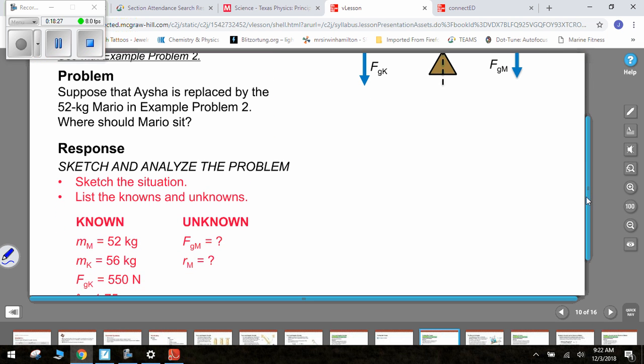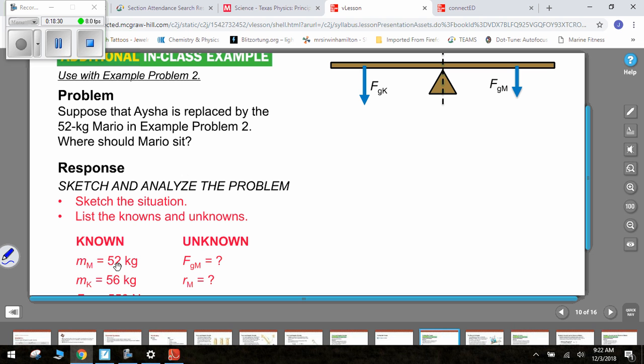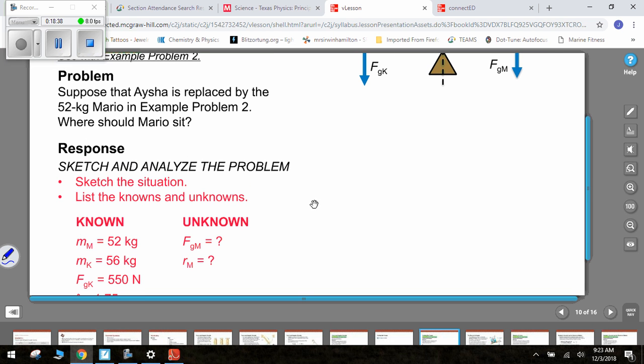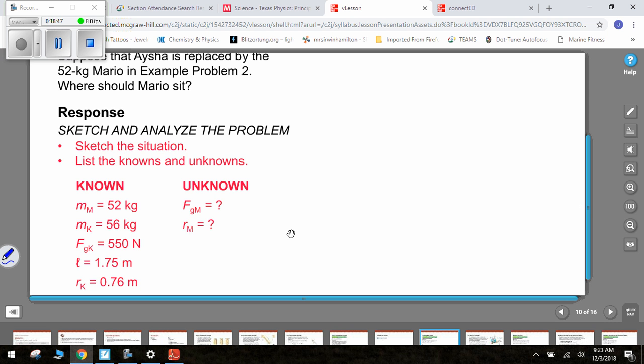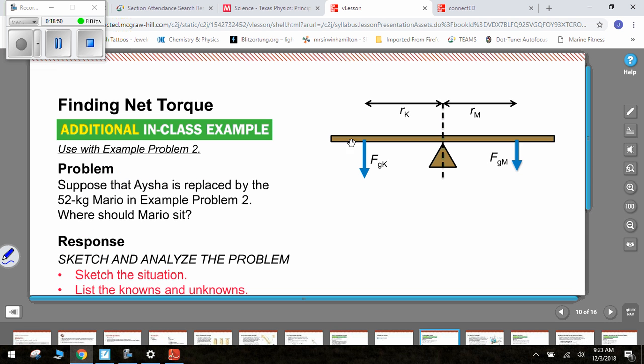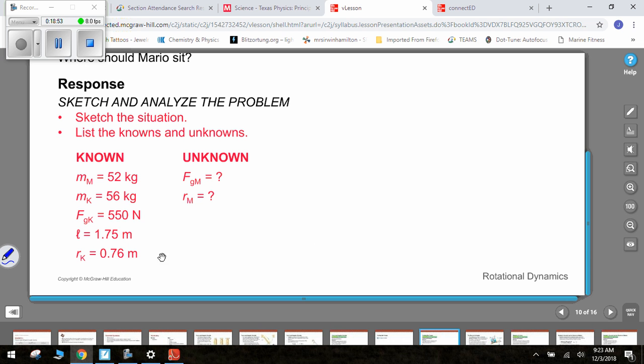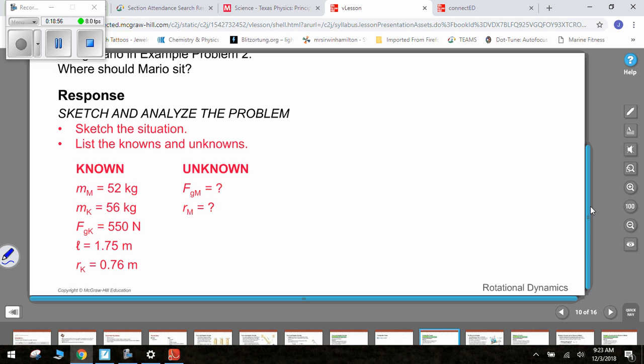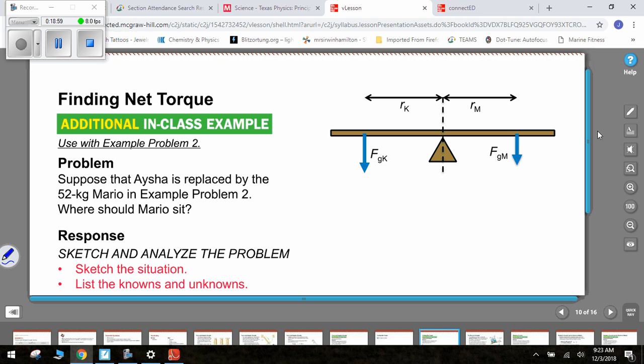Okay? So, what they're saying is Mario's mass is 52 kilograms. Whoever K is, their mass is 56 kilograms. The force of gravity for K is 550 newtons. That's just 9.8 times the 56. The length is 1.75, so I'm guessing that's the total length. And they said RK is 0.76. Okay? So, I'm going to come up and label everything on the free body diagram because that's going to make it easier. Said RK is 0.76.